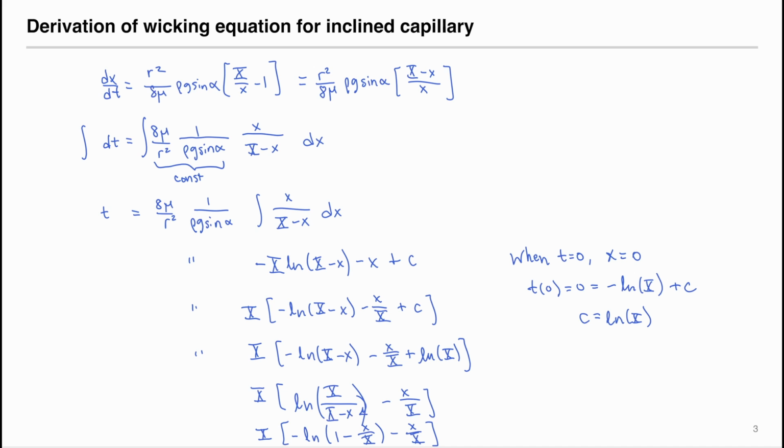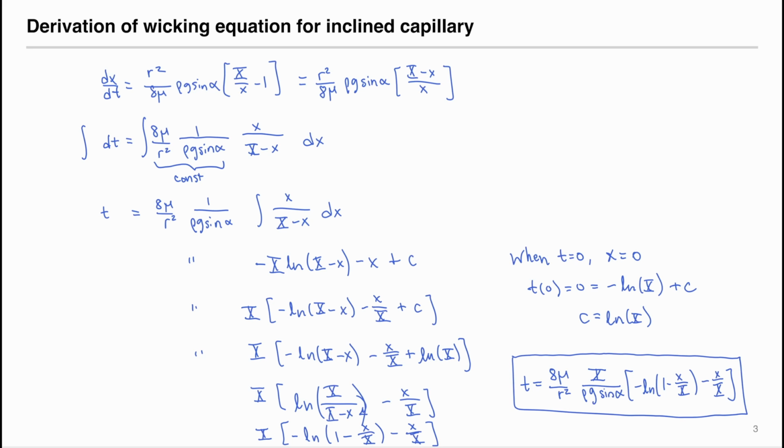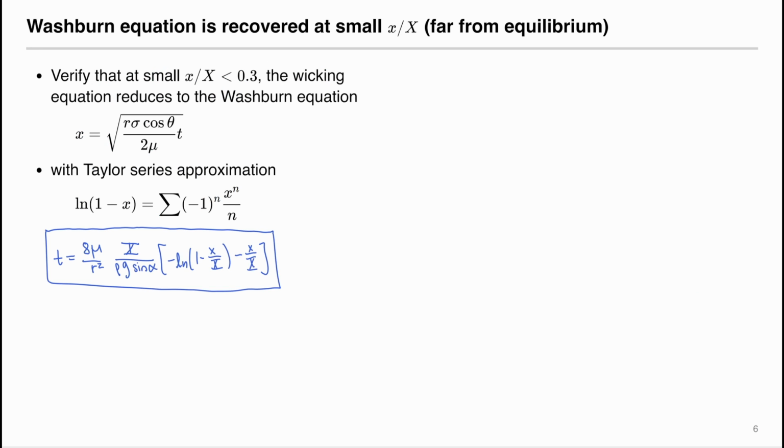Now we have derived the Washburn equation for the inclined capillary, where t equals 8 mu over r squared rho g sine alpha, multiplied by big X at the top, multiplied by negative natural log of 1 minus the ratio x divided by X. And this is the equation that we're looking for. Now we have the Washburn equation for an inclined capillary.